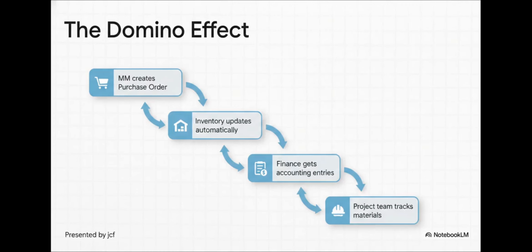It's honestly like a giant domino effect. When the materials management module creates a purchase order, boom, your inventory updates automatically. At the exact same time, finance gets the correct accounting entries, and the project team can instantly track those incoming materials. It's one single action, but multiple departments get aligned instantly. No duplicate data entry required whatsoever.